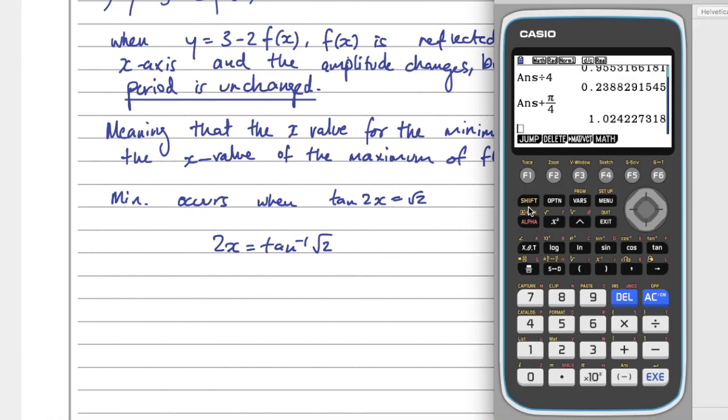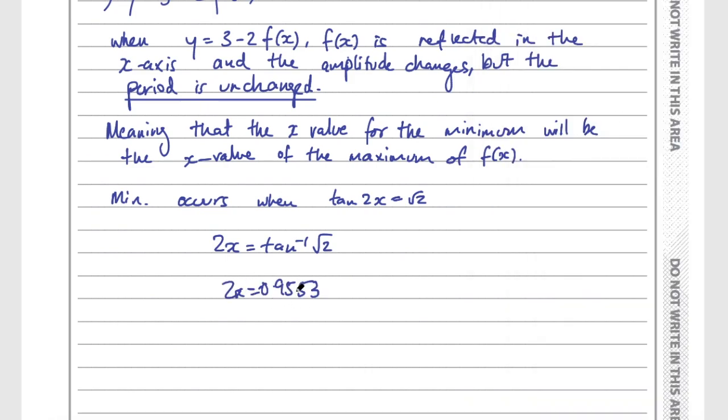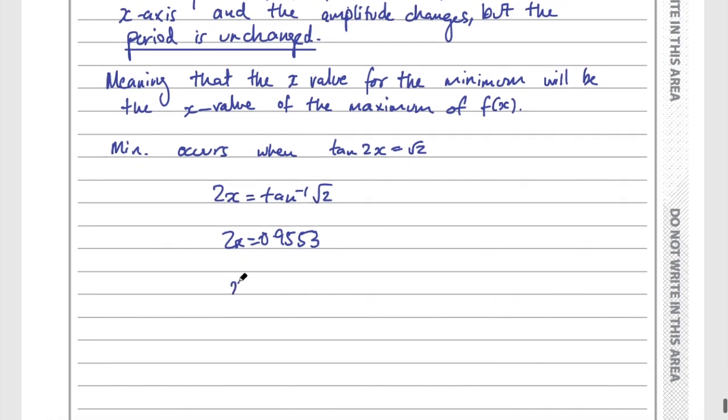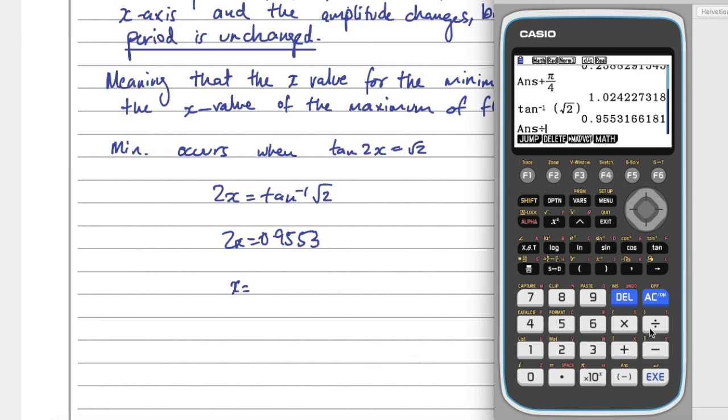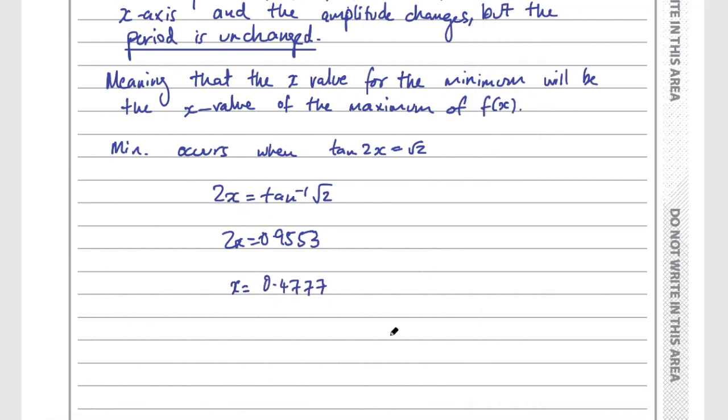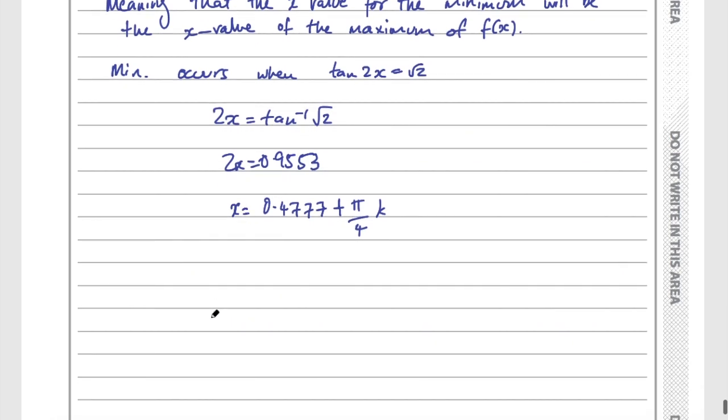So again, let's just find this again. So the inverse tangent of root 2 is going to be 0.9553. So x equals that divided by 2 this time, which is 0.4777 rounded off. And because we're talking about turning points, we need to add that this will be x equal to 0.4777 plus pi on 4 times k. But we're looking for the first minimum, so we can say x min equals the first turning point, which equals 0.4777 to 4 decimal places.